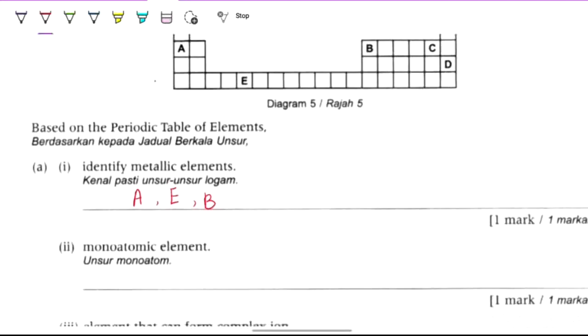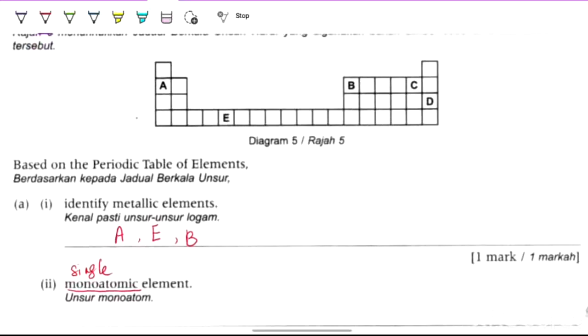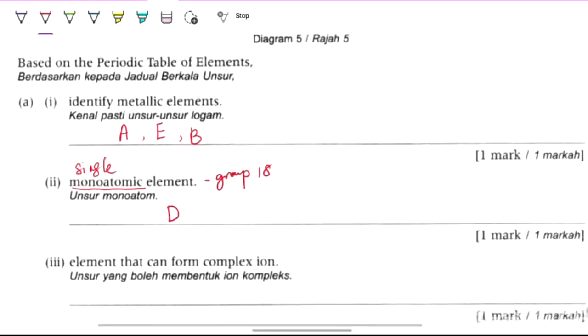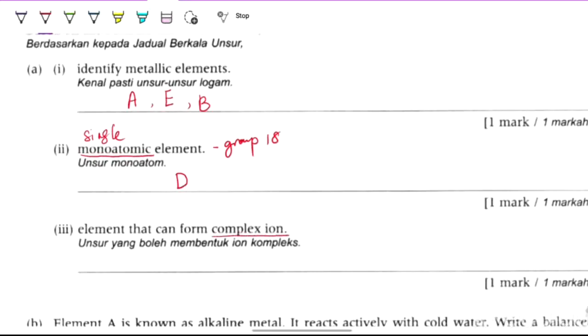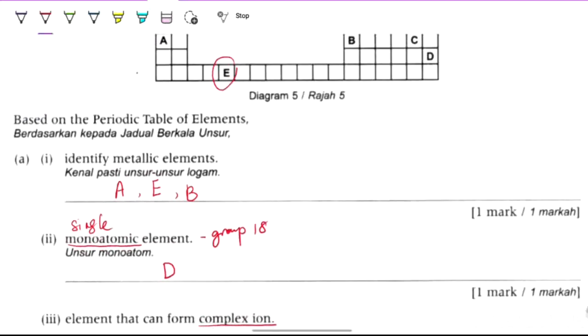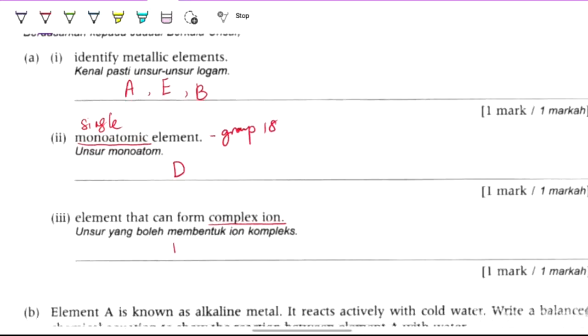Next one, monoatomic elements. Mono means single or one, single atom. For this one, directly we know it is group 18. So here only one, which is D. Next, elements that can form complex ions. Complex ions are a special characteristic of transition elements. So here the transition element is E.